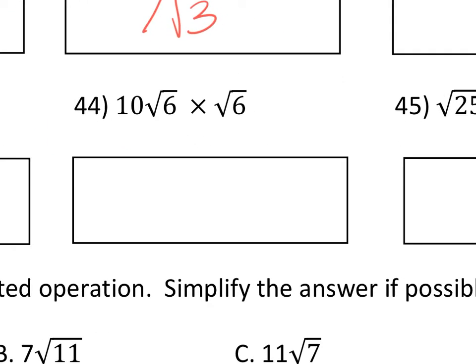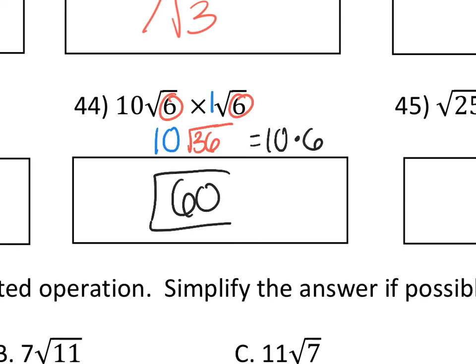Number 44. So again, take the numbers outside of the square root. 10 times 1 is 10. And then the numbers in the square root. 6 times 6 is 36. But we need to check, see if we can reduce. If you do square root of 36 in your calculator, you do get 6, a nice number. So this is multiplication. We'd have 10 times 6 to give us 60 as our final answer.